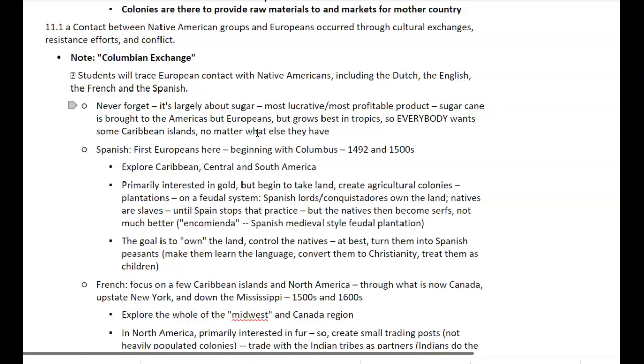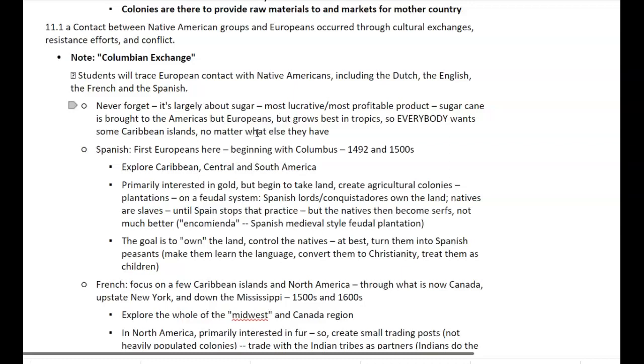if you remember that from Global, which is not really much better. You have this encomienda system, as it's called, a Spanish medieval-style feudal plantation with a lord and a bunch of serf natives who are tied to the land. Not technically as slaves, but pretty close. The goal of the Spanish is to own the land and control the natives.